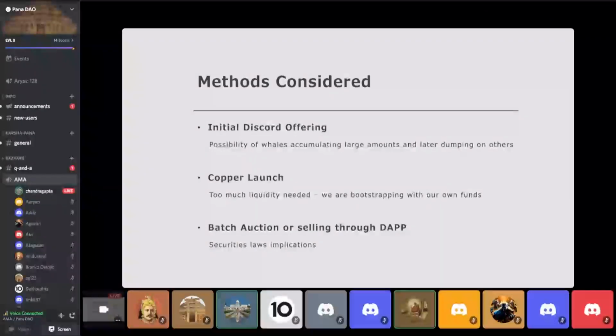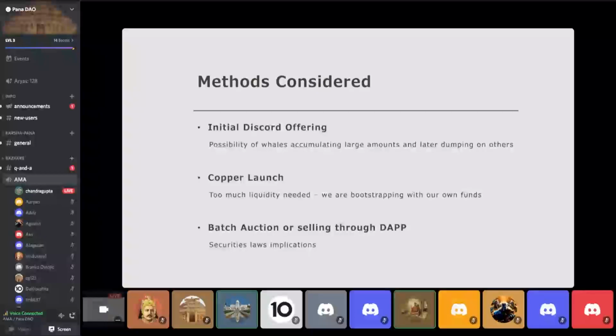But there was a very basic fundamental problem with Copper launch, because of which we could not use this as a launch strategy. And that problem was the amount of liquidity that it needs to launch an LBP on Copper. Since we are bootstrapping with our own funds, we thought it would be wiser for us to use our own funds to initialize liquidity pools and the markets for the protocol rather than going for a Copper launch. We are also not taking any external investments. So we discarded this second method as well.